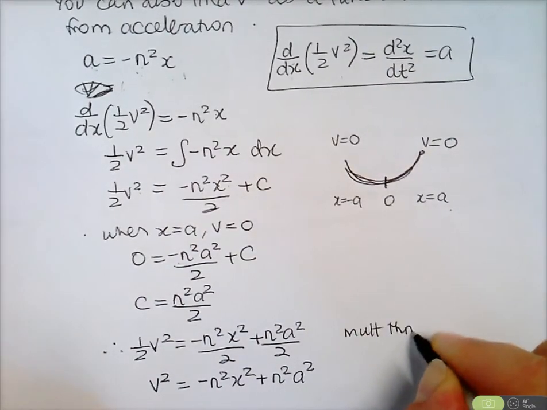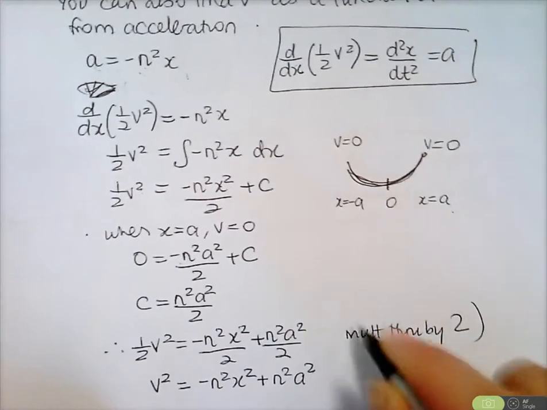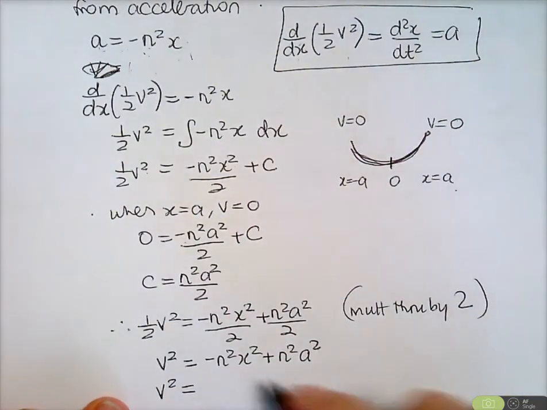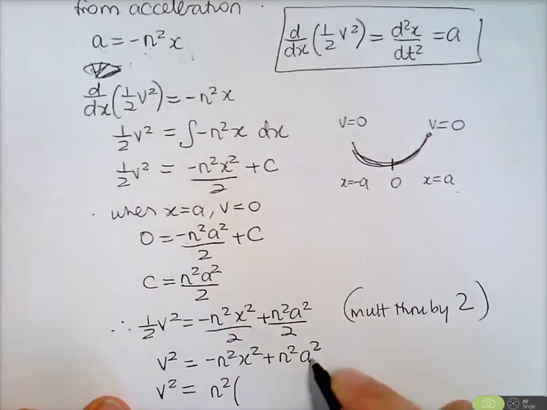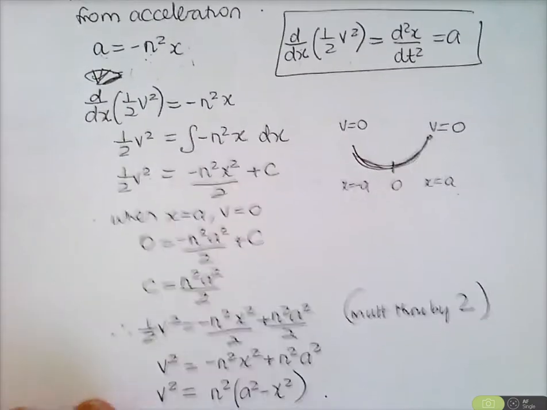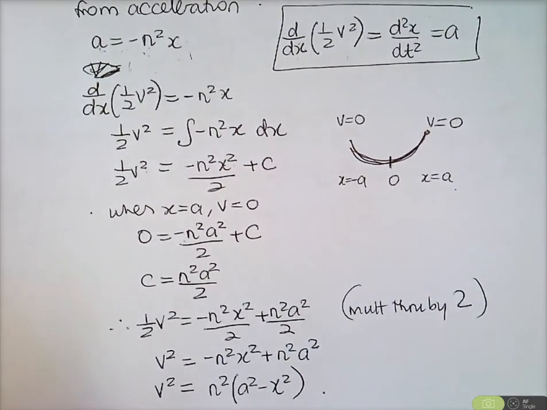And what can we do now? You're done. What do you get? n squared times a squared minus x squared. Okay? So you have to know how to do all those things.